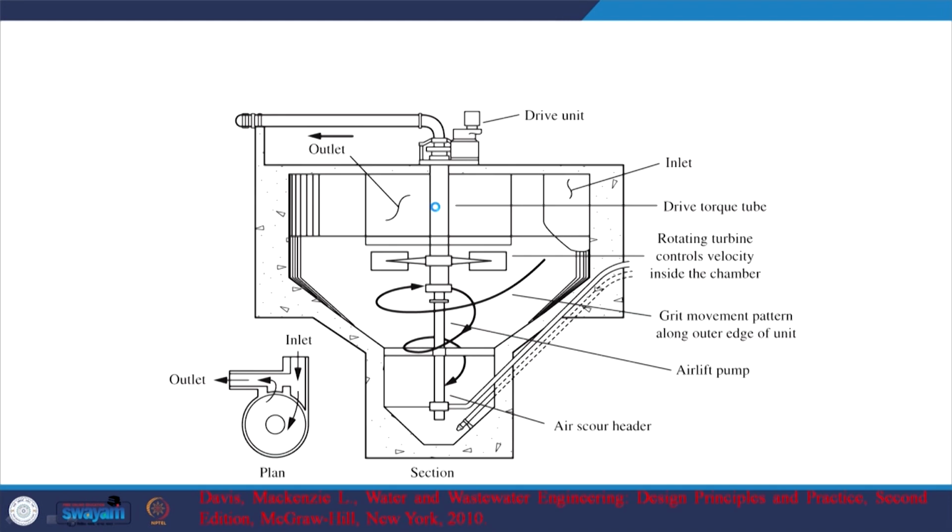Another option, with a much smaller footprint, is the vortex grit removal chamber. Again, what do we see out here? Water is fed tangentially, and you have rotating turbines that create this spiral flow, and then a grit movement pattern along the outer edge of the unit. So, grit will be collected and then it can be removed in this way, and then the outlet is out here. The outlet chamber typically is going to be almost twice the area of the inlet. Why is that? Because you want to have low velocities at the outlet such that the grit is not carried through. So, that is something to keep in mind.